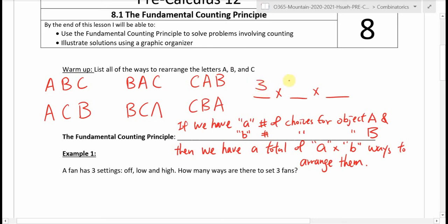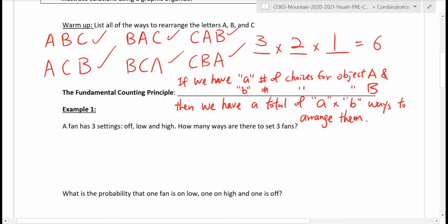For the second letter, we now only have 2 because we already picked 1 for the first letter, and therefore I only have 2 letters left for me to choose from. And then lastly, I have no choice other than the one that's left. And you can see 3 times 2 times 1 is equal to 6. That's exactly 1, 2, 3, 4, 5, 6 different ways to arrange these 3 letters. So this is what we call the fundamental counting principle.